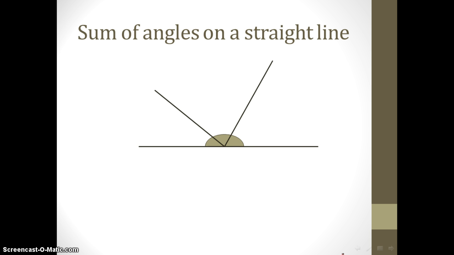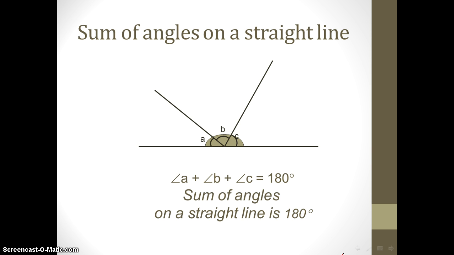Therefore, if we are given angle A, angle B and angle C, the sum of these three angles will also give me 180 degrees. So angle A plus angle B plus angle C is 180 degrees.